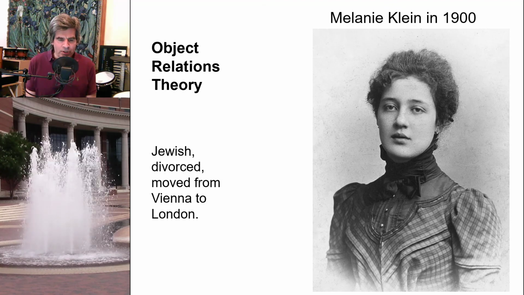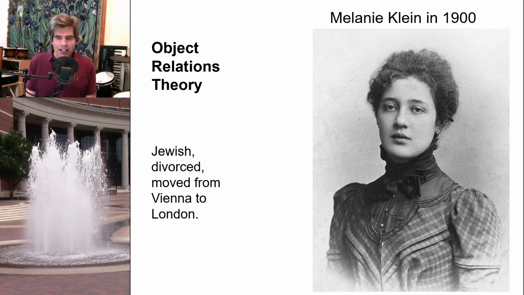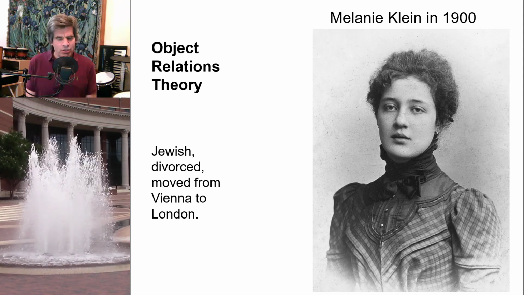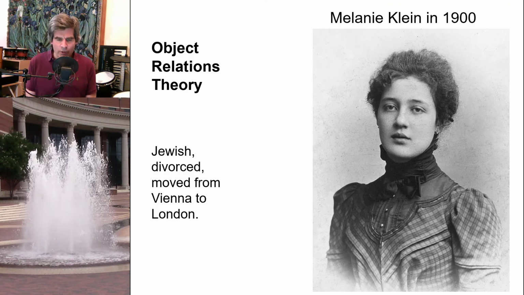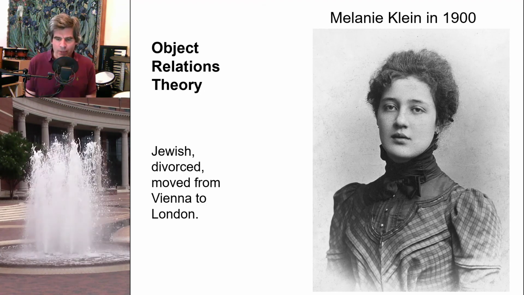And a key person in the development of object relations theory was a woman named Melanie Klein. She was born in Vienna to a middle-class Jewish family, and she wanted to attend medical school, but she was never able to. And then apparently she had a very unhappy marriage that ended in a divorce. And then sometime during the decade of 1910, which would have been about 10 years after the picture on the screen was taken, she began to receive psychoanalysis.